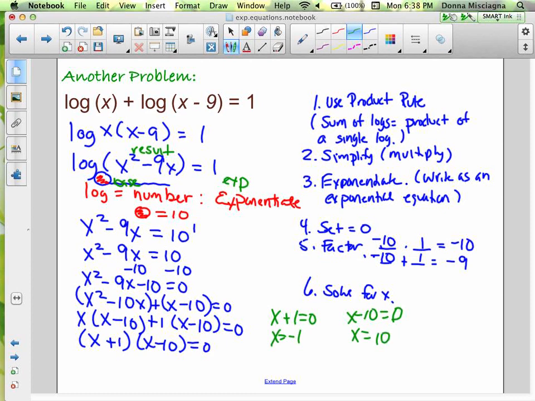And then you've got to check and see, are they both good solutions? Are neither of them good solutions? Is one a good solution, the other one not a good solution? So let's check on the next page. X equals negative 1 and x equals 10. And I think I left myself space on this page. Let's find out.